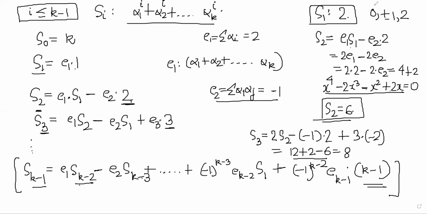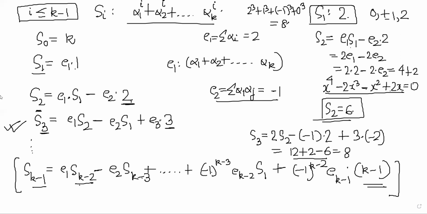So now check the roots. Are the cubes adding up to 8? Yes, because 2 cube plus 1 cube plus minus 1 cube plus 0 cube is equal to 8, right? So again, we have verified that this is also correct, right?